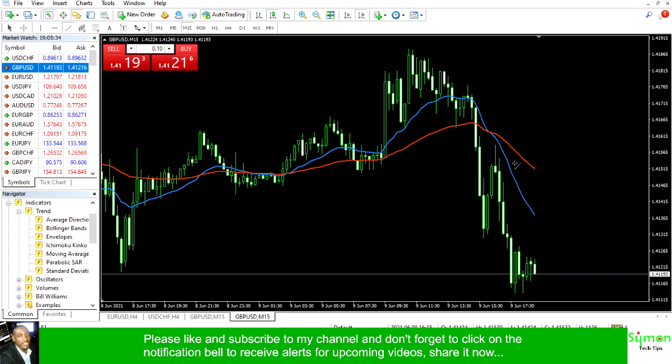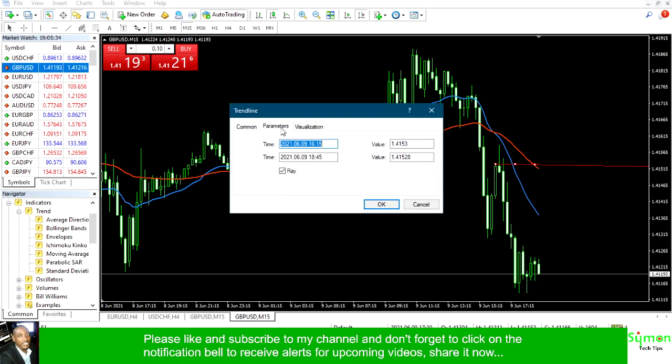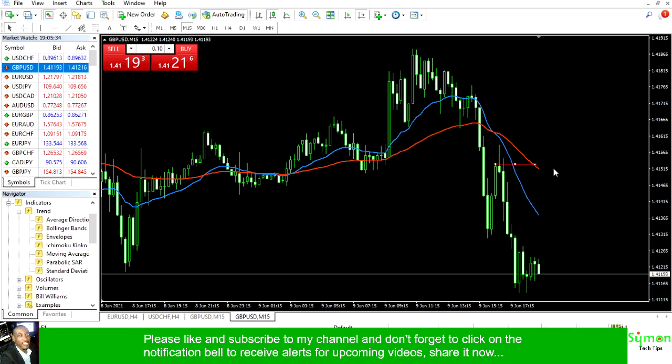So our entry is here. Let me change the moving average, the trend line. Okay, so this is our entry and this is our stop loss, and our take profit will be somewhere here. Okay, so this is our entry. Our stop loss is slightly above the cross of the moving averages, and our take profit is 1:1.